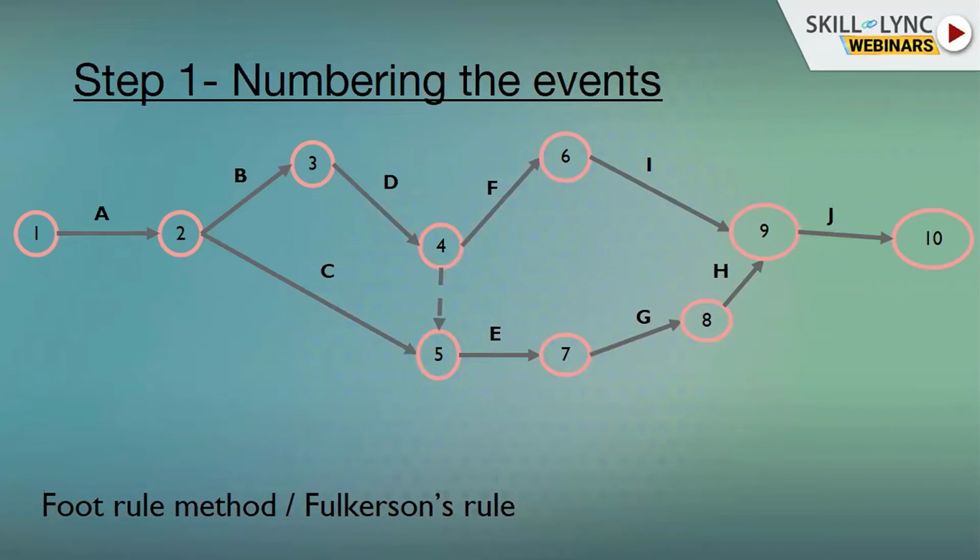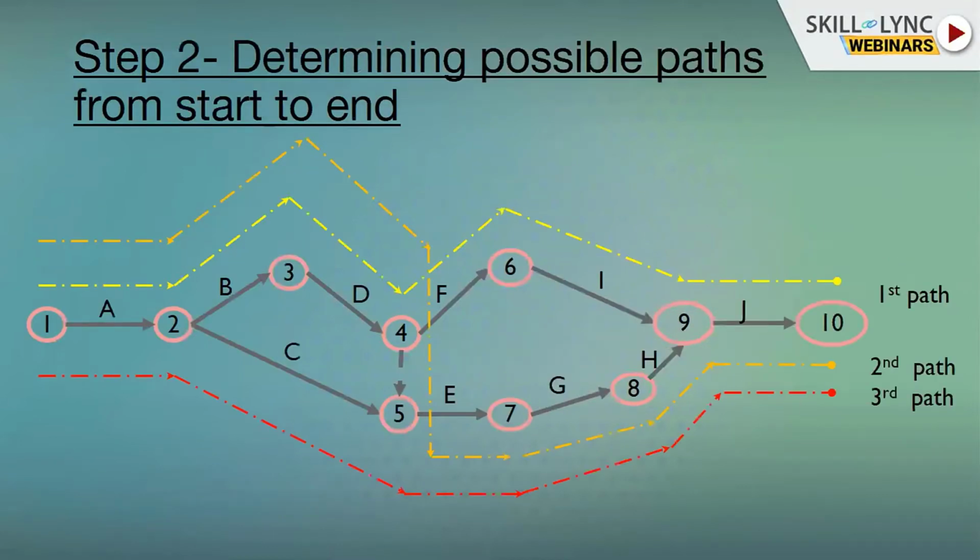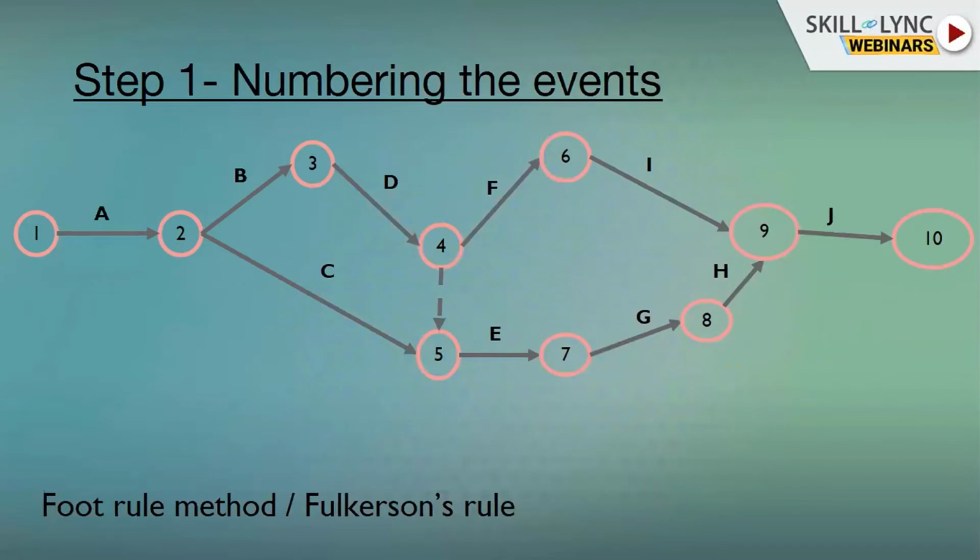So we have correspondingly numbered our events. That is, A starts with 1 and ends at 2. B starts at 2 and ends at 3. Similarly, C starts at 2, ends at 5. D starts at 3, ends at 4. Similarly, it goes on up to 10.